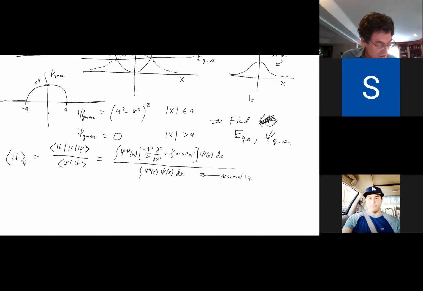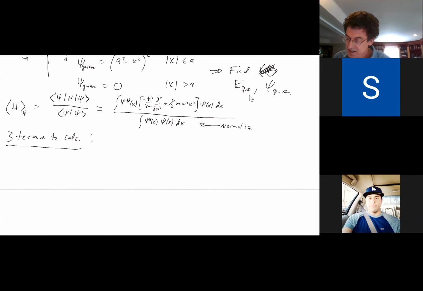Now you see that there are going to be 3 terms that I have to calculate. Although I'm going to skip some steps because it's kind of tedious, you can see there are 3 integrals to do. Let's do the first integral, which is the easiest one. The first one is the one on the bottom, and that's going to be the integral of psi star psi dx.